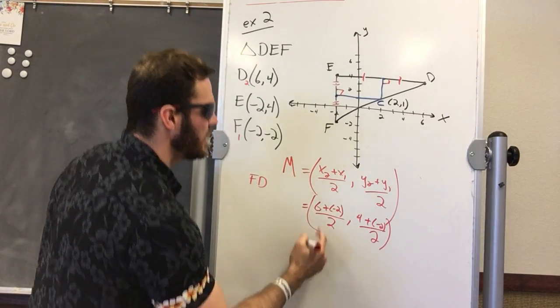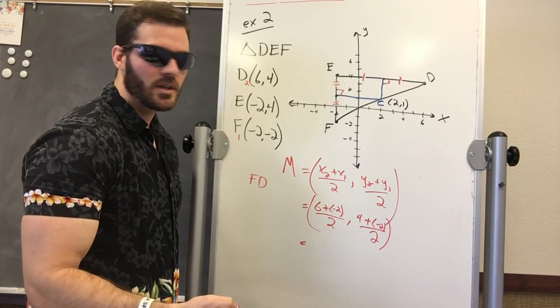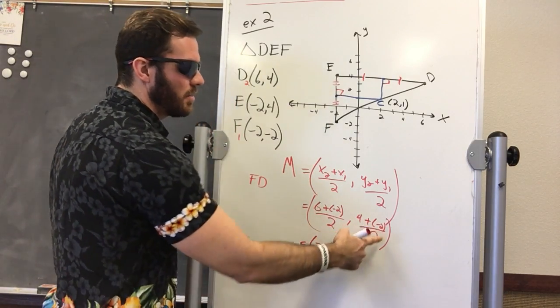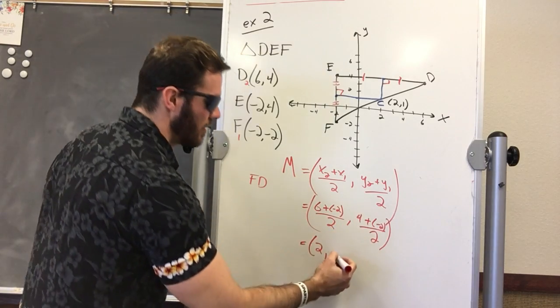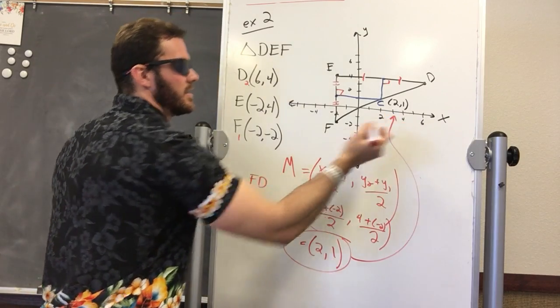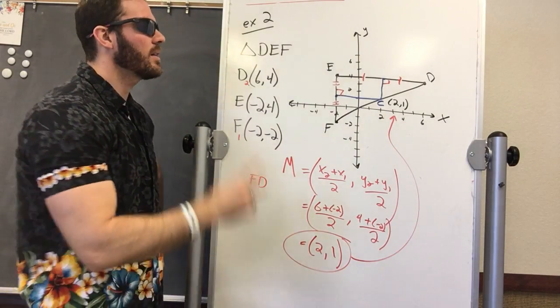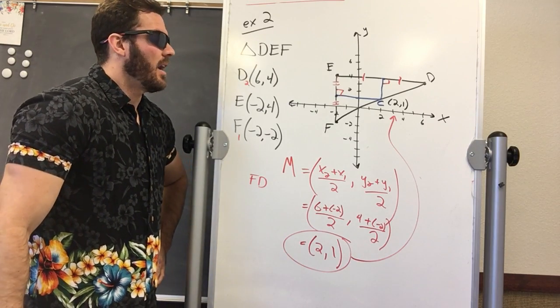Okay, 6 plus negative 2 is the same as saying 6 minus 2, which is 4. 4 divided by 2 is 2. 4 plus negative 2, 4 minus 2. 2 divided by 2 is 1. Does that match? It does. Okay, now you know how to use the midpoint formula. You know how to find the circumcenter using graphs and coordinates.